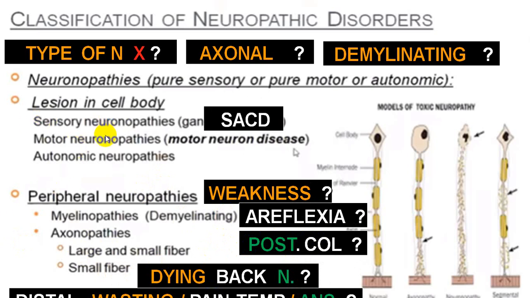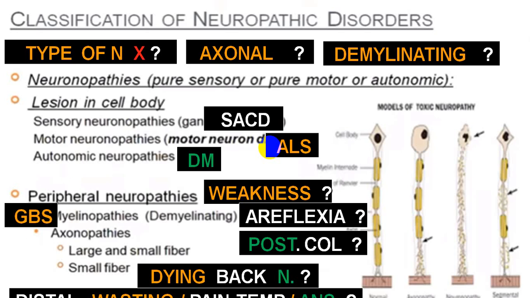The classical example of ganglionopathy, which is involvement of the posterior root ganglia, is subacute combined degeneration. Anterior horn cell involvement is motor neuron disease, and the classical example of that is amyotrophic lateral sclerosis. And the classical example of autonomic neuropathy is diabetes mellitus. GBS is a classical example of involvement of the posterior column and motor fiber involvement, the demyelinating variety.